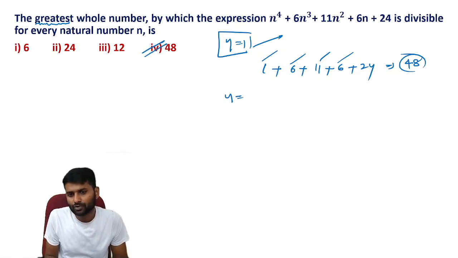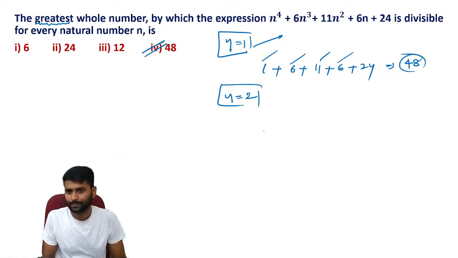Still, if you want to go through another verification, you can replace n is equal to 2. So 2 power 4 is exactly equal to 16. 2 cube is equal to 8, and 8 into 6 is equal to 48. Now 11 into 2 square, which is 4, so the total resultant is 44. Now 6 into 2 is equal to 12, and 24.